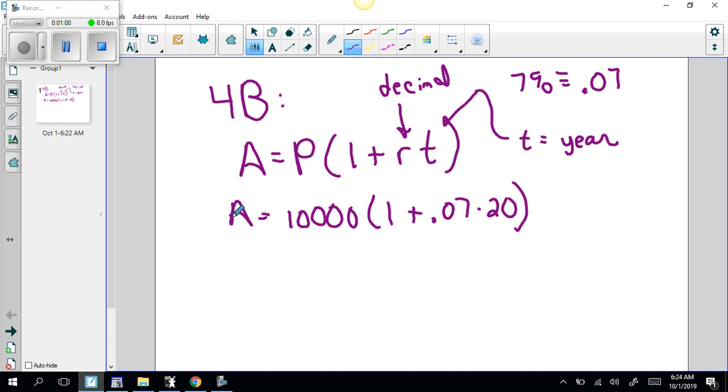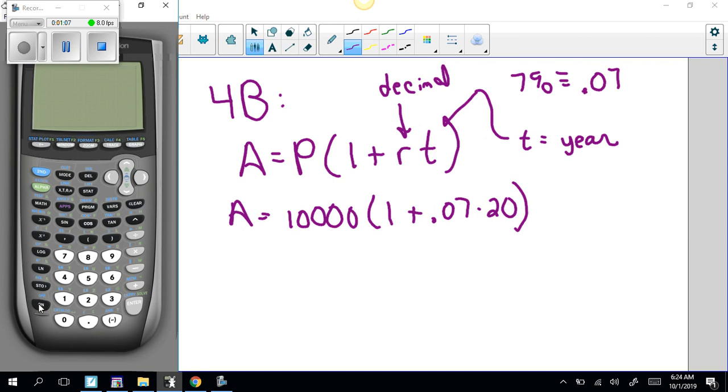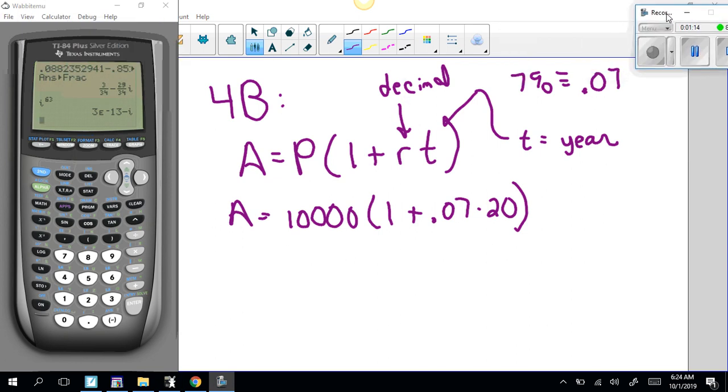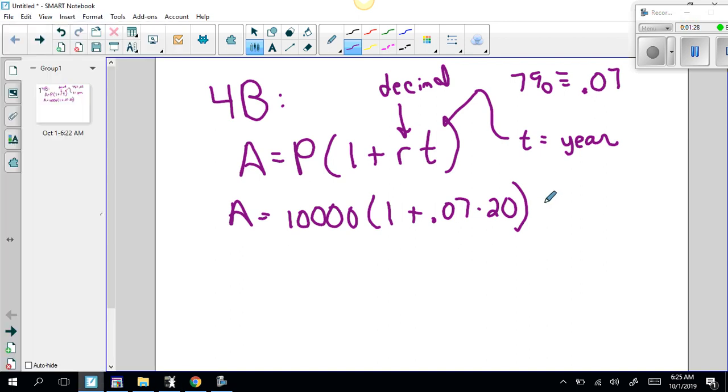I don't have my calculator up and running here. Oh, maybe I do. Okay, clear. 10,000, parenthesis, 1 plus 0.07 times 20. And we get $24,000 even over 20 years.